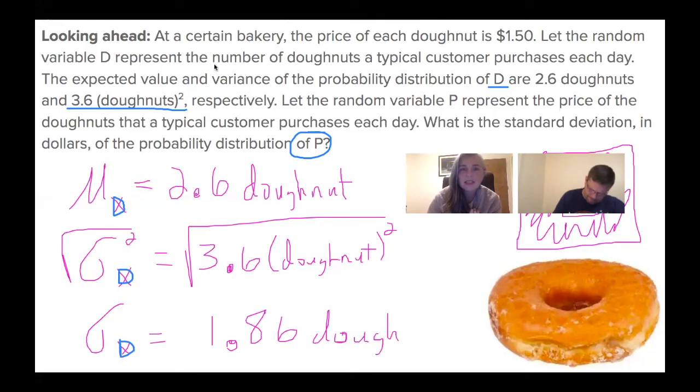D represents the number of donuts. I like strawberry. I just don't like square donuts. What does that mean? I like strawberry donuts. You like strawberry.